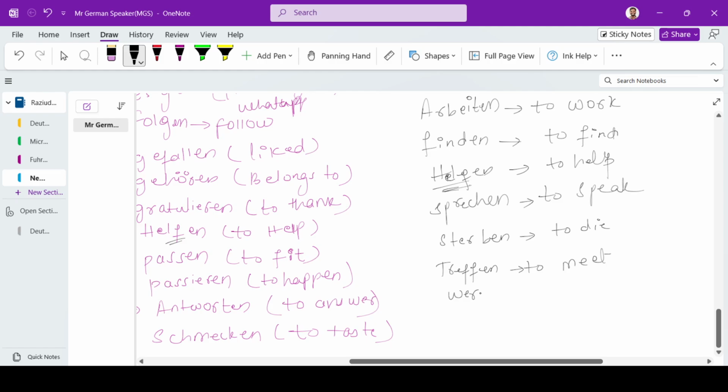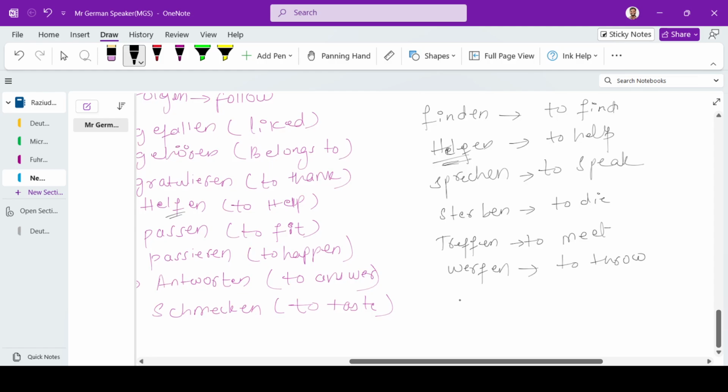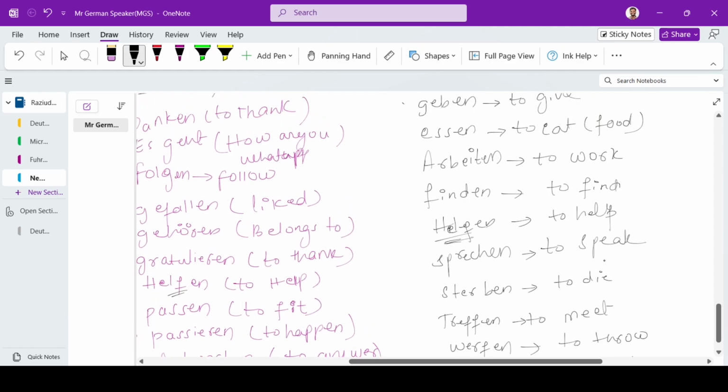Werfen. Werfen is like to throw. To throw a stone, for example. To throw a piece of paper. Then we have lesen, which is like to read. Then we have sehen, that is to see. Okay. There are more, but for now it's okay.